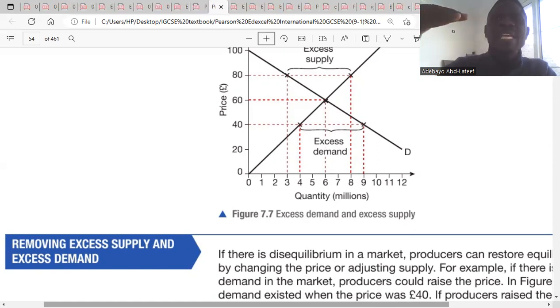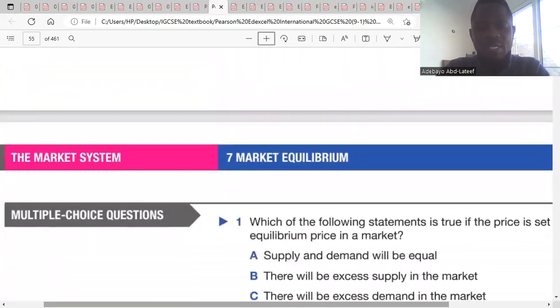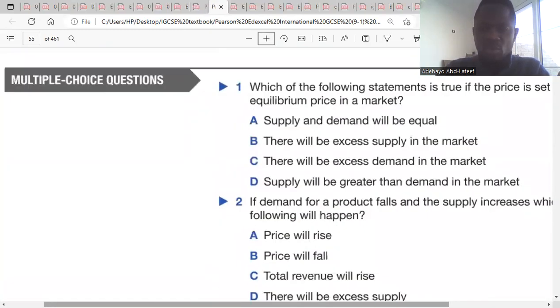Or for the supply that is in excess in the market, they stop supplying to the market, and that would also reduce this disequilibrium. Do you have any question about that? So that is about disequilibrium. We'll go to the chapter end questions. We have multiple choice questions here. Are you there, please? Multiple choice questions, please.